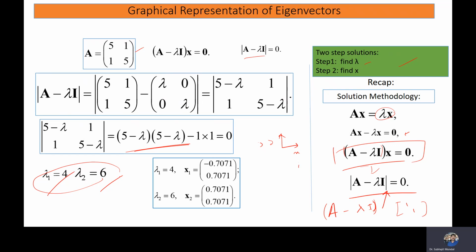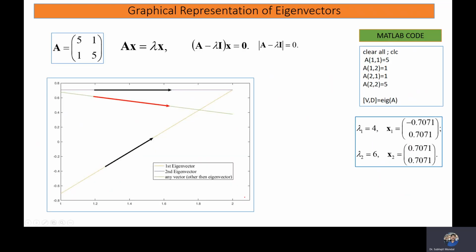Now if you put the value lambda equal to 4 into the equations, you can solve for the eigenvector. The values of the eigenvector will be minus 0.7071 and 0.7071. Both have the same magnitude, 0.7071.